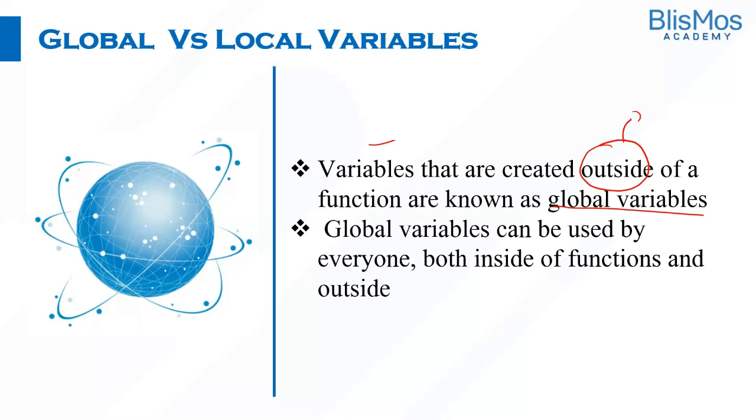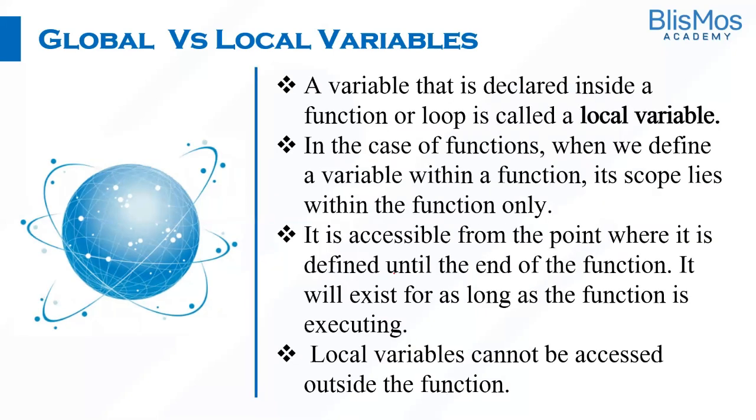Since we are defining them outside the function, they can be used by everyone, both inside the function and outside the function. It's a global variable. On the contrary, a variable that is declared inside a function or a loop is called a local variable.